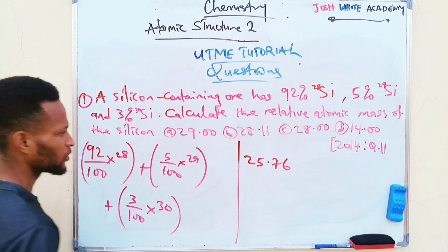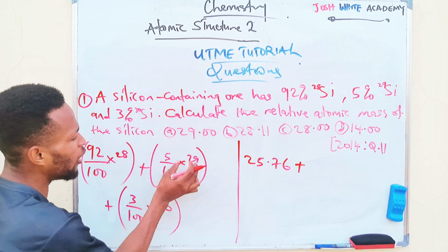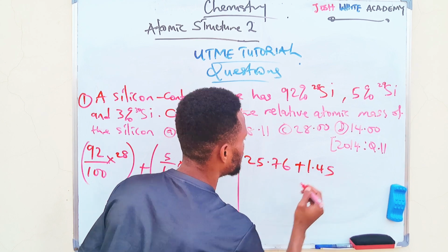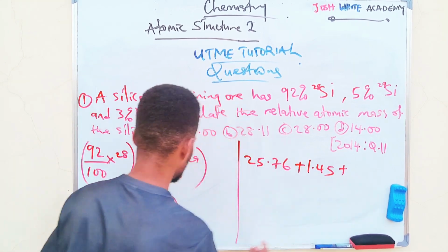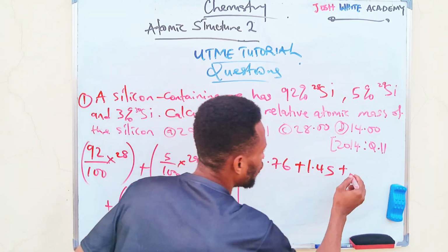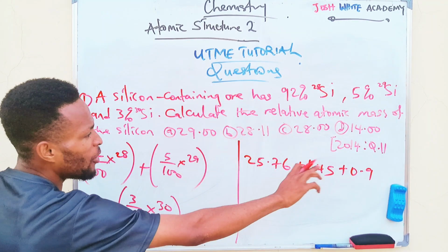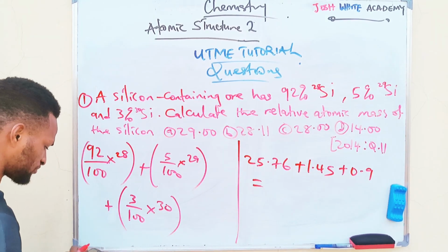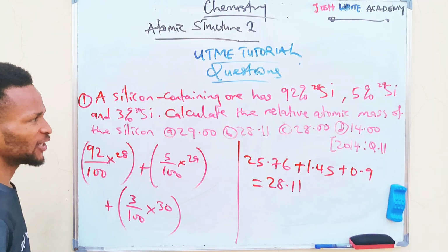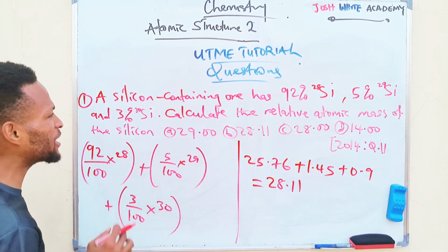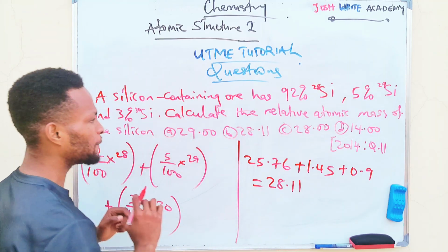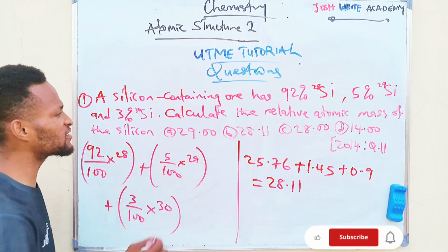So 92 over 100 times 28 will give us 25.76. 5 over 100 times 29 will give us 1.45, and 3 over 100 times 30 will give us 0.9. If you sum all of this now, it will give you your answer as 28.11. So our relative atomic mass of this isotope is 28.11 with no unit. So our answer is what?